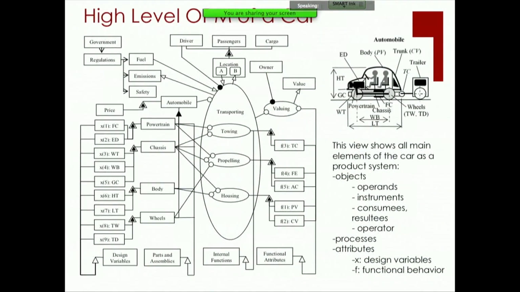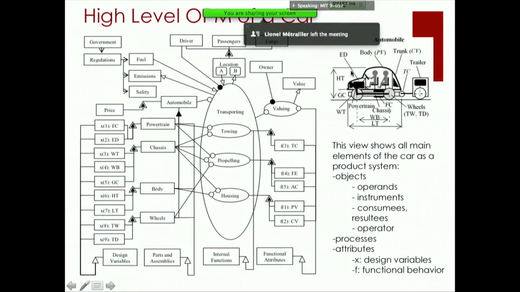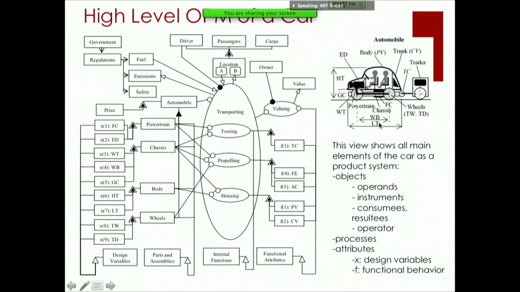Okay, so here's an example of a little bit more complicated. This is a level 0 OPM diagram of a car, of a vehicle. So you can see in the upper right is sort of a sketch of a vehicle, and it has these different attributes. ED is engine displacement, height, ground clearance, overall length, wheelbase. There's a trailer here with a towing capacity.